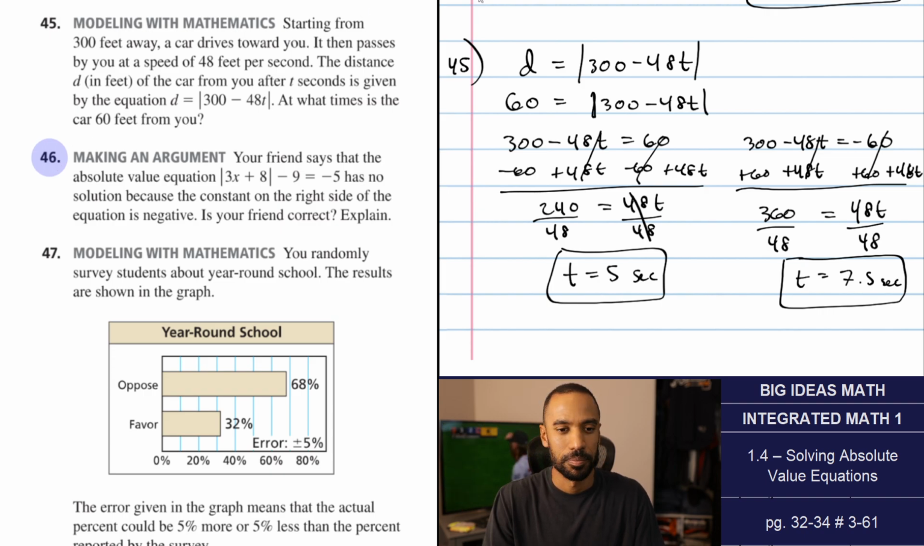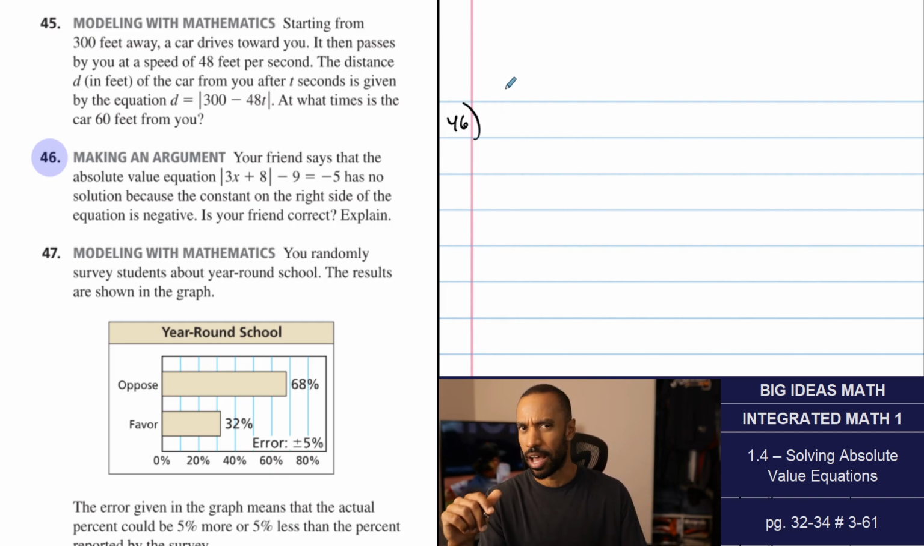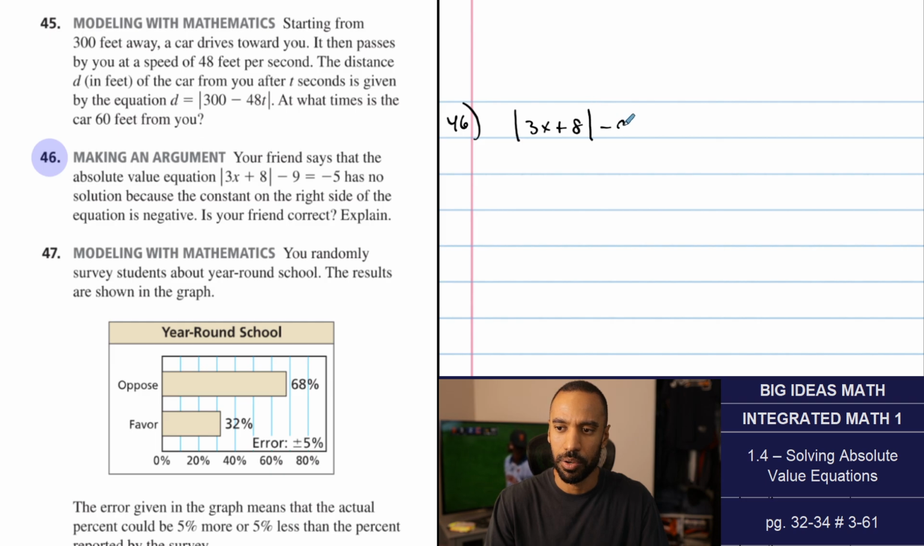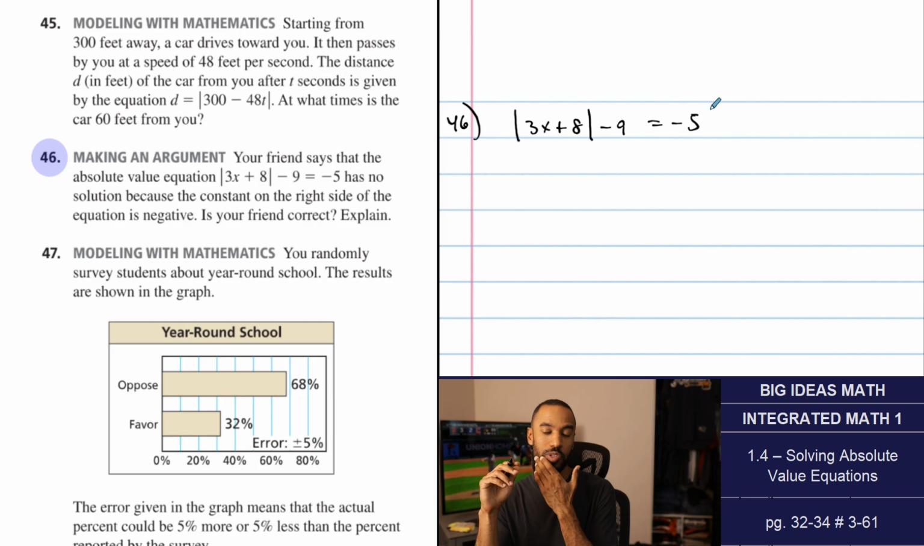Your friend says that the absolute value equation has no solution because the constant on the right side of the equation is negative. Is your friend correct? Explain. There weren't error analysis questions, were there? We might run into some later, but this feels like the replacement of an error analysis question. So given the scenario here, no, your friend's not correct. You'd have to explore further, but this won't have no solution.